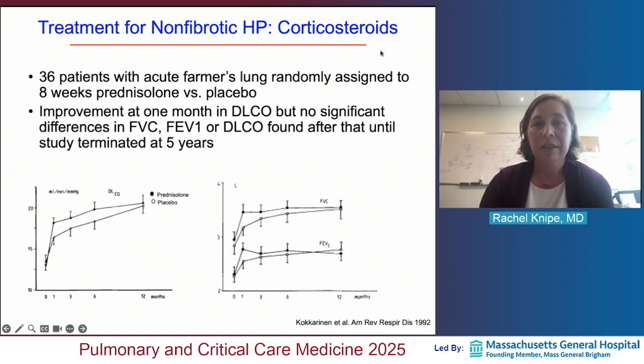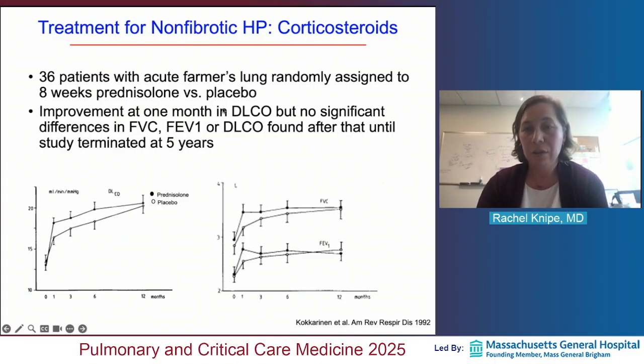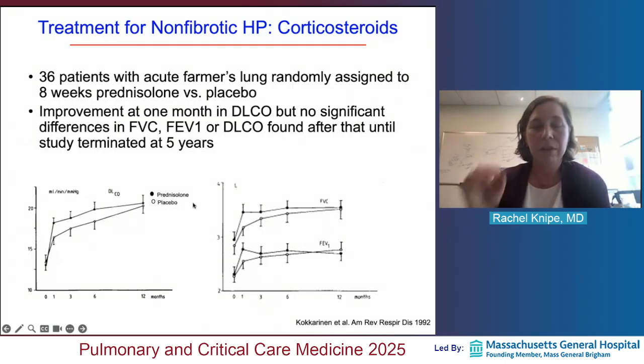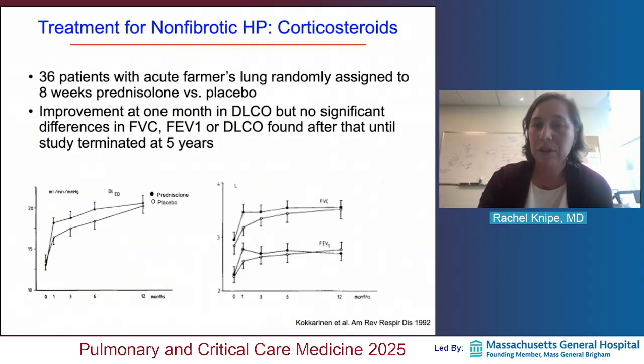And so here's a study that's now over 20 years old, but looked at 36 patients with farmer's lung who were randomized to either 8 weeks of prednisolone or placebo. As you can see here, they were followed for a year, and there was some improvement at 1 month, particularly in the DLCO, but no significant differences in their lung function after that. And by about a year, they were very similar, suggesting perhaps there's some upfront benefit, but it may not be long term.